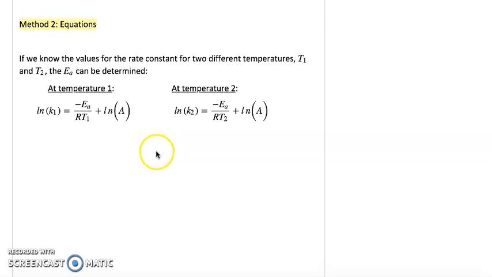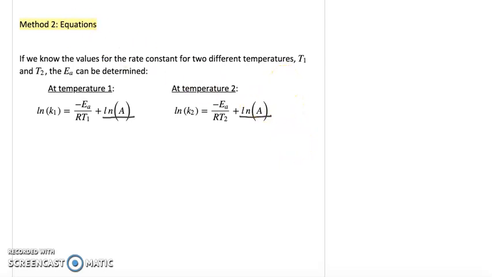So how do we actually do it? We set up the Arrhenius equation for 2 different temperatures. So we have temperature 1, so we need to apply K1 and temperature 1. For temperature 2, we have the rate constant 2 and temperature 2. What we can see is that the frequency factor is not dependent on the temperature, so that is just the same.